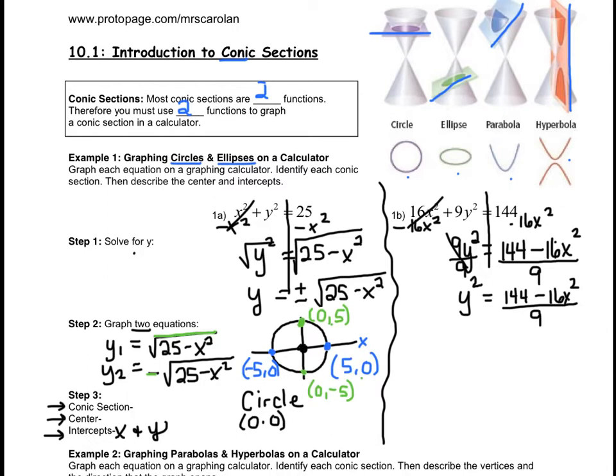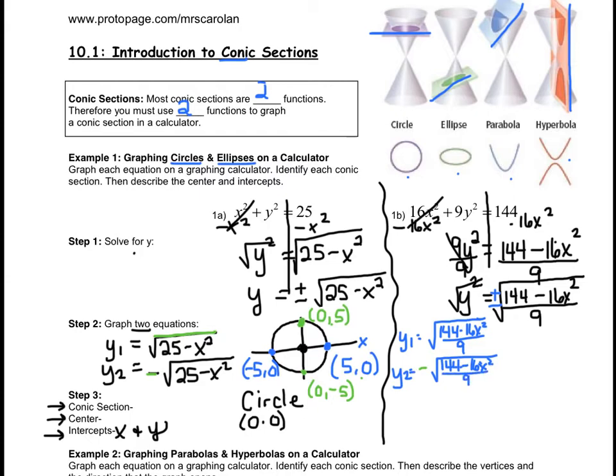So now, to get y by itself, we need to square root both sides. And so that's as simple as it's going to get. I'm going to go ahead and put the plus or minus out front, so you know what our two equations will be. But into y1, you'll put positive the square root of 144 minus 16x squared over 9. And then into y2, you'll put negative the square root of 144 minus 16x squared all over 9.